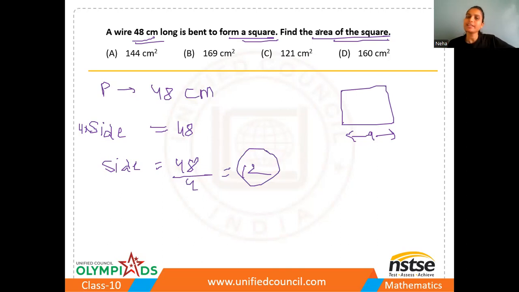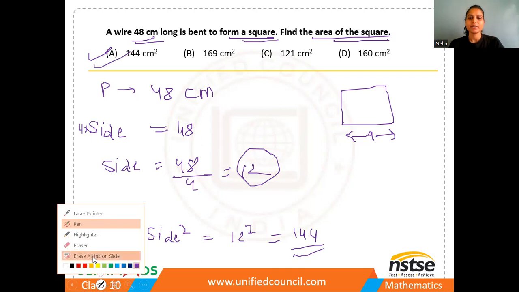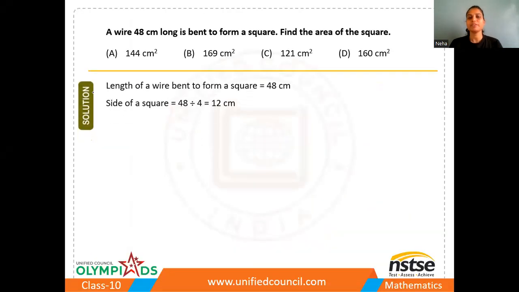So what is the area, my dear students? Area is nothing but side square, right? The question is asking for the area of the square. So the area is nothing but side square, that means 12 square, which is equal to 144. So 144, option A is the right answer. Clear? Alright, the question is very simple. You can solve it very easily. So you have the side, you can easily find out the area.